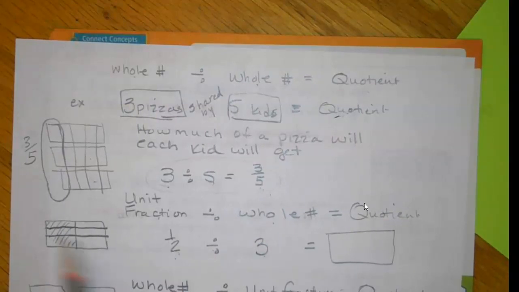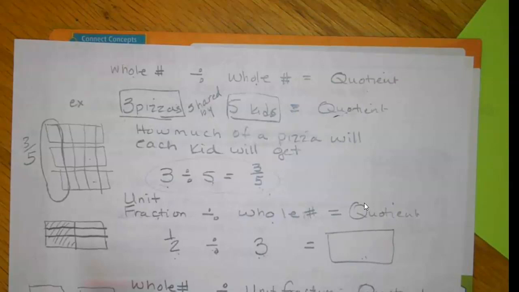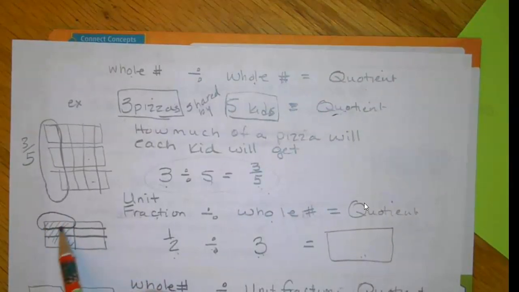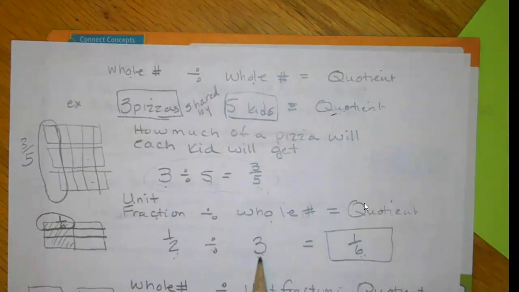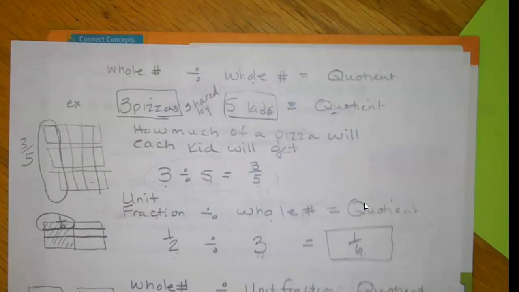So if I take a half and I divide it into 3 groups, then this answer is going to tell me how much is going to be in each of those groups. So I'm going to look in each group, and each group has 1 out of 6. So I know that if I have a half of a lasagna and I chop it into 3 equal pieces, those pieces are only going to be 1/6 of the whole lasagna.